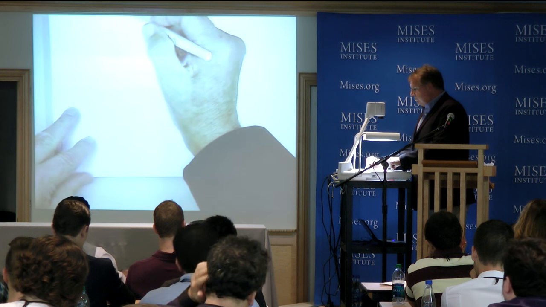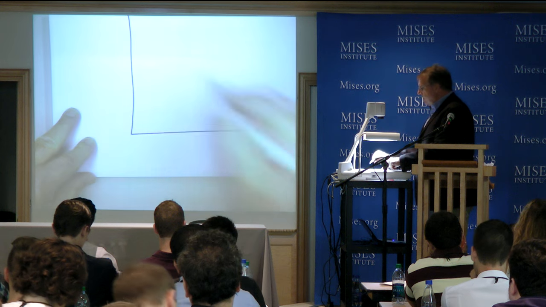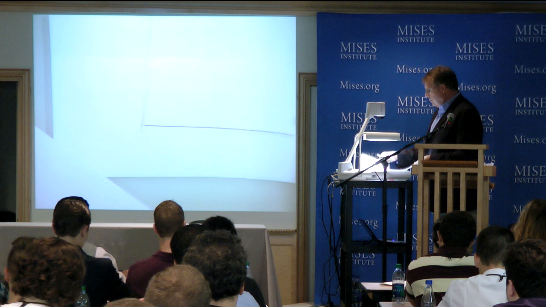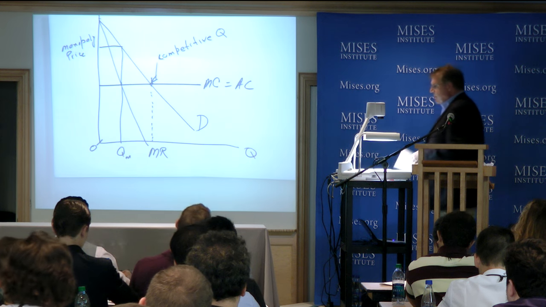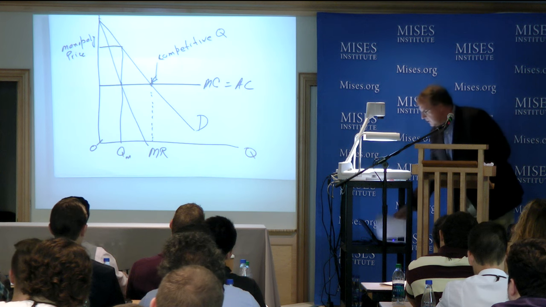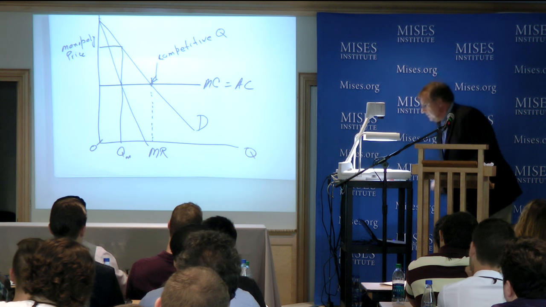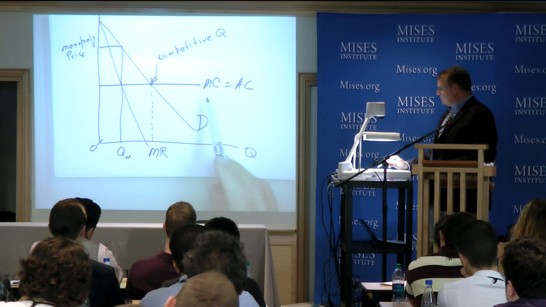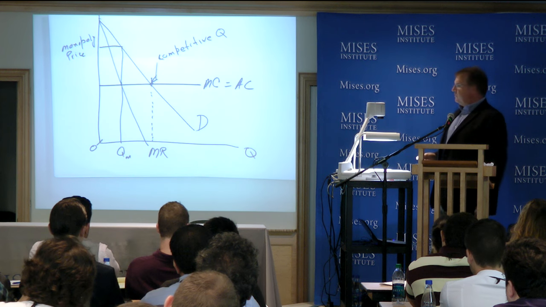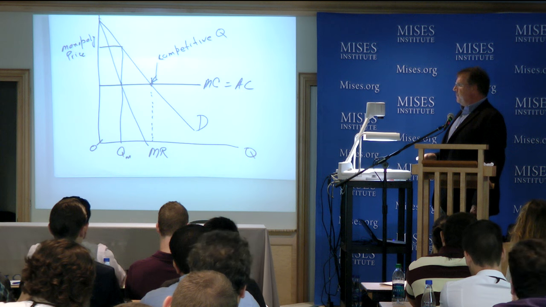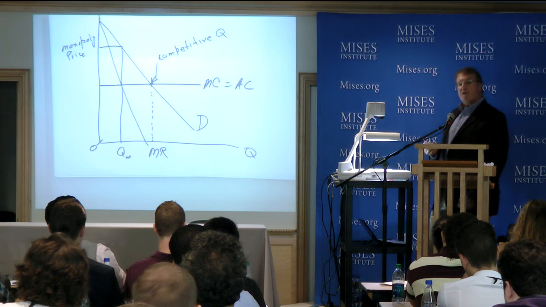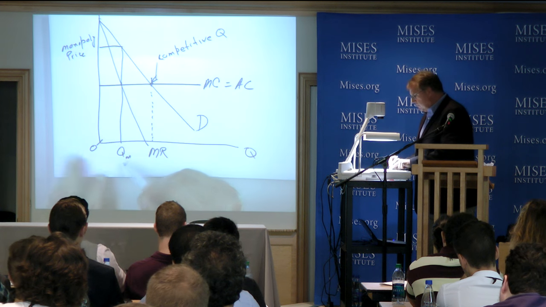So what was being said theoretically was, I guess I already drew this graph. I don't need to draw it again. Here's a sloppy rendition of the monopoly graph from your principles textbook, with demand and marginal revenue and a constant cost industry, a marginal cost, average cost. And what was being said here is that if you differentiate your product or invent a new product, you're a monopoly.